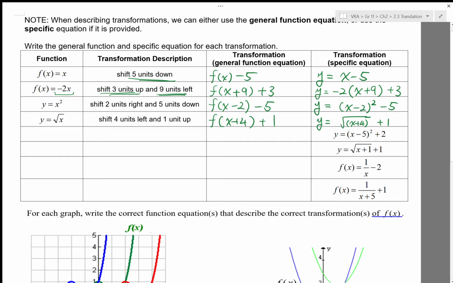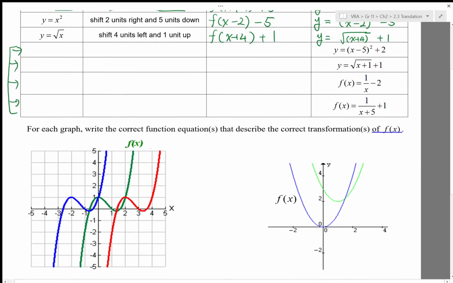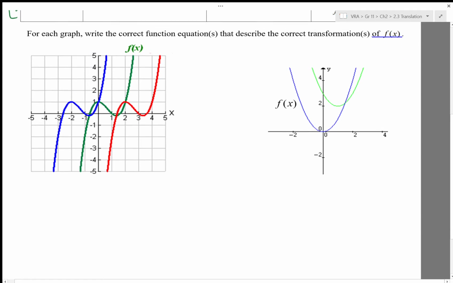So what I want you to try, and then we will actually take this up all together in class, is I want you to try these 4, okay? So I want you to try these 4, and then we'll take it up in class, okay? Now, then let's take a look at these.